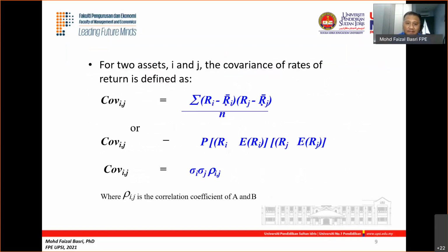For us, you can ignore this part, we don't use this formula. We're going to focus on this formula. Something is missing here. I think there should be a multiplication, and there should be a minus here.